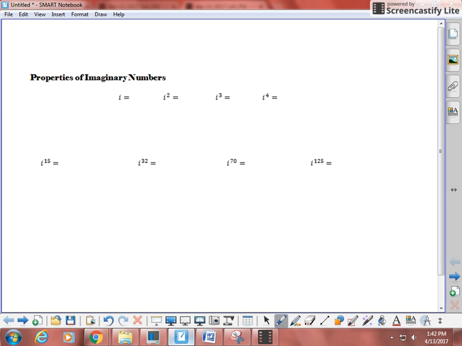So when I have i, it's the square root of negative 1. So anytime I see the square root of negative 1, I'm going to put an i in its place, because that's really what an imaginary is. It's the square root of a negative number. So when I have i squared, I really have negative root i times negative root i. Well, that just makes it negative 1. So i squared is negative 1.